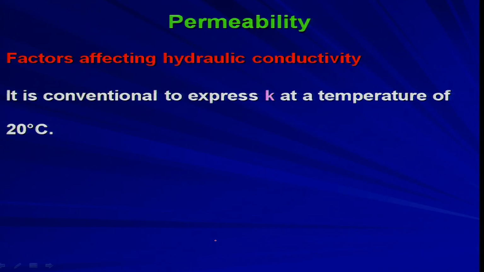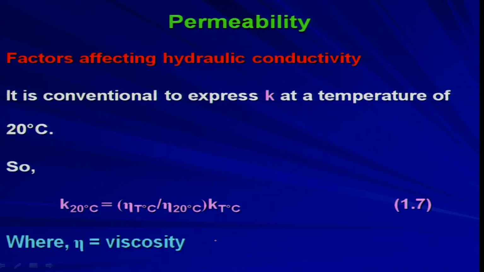Now, it is conventional to express the permeability, or the coefficient of permeability K, at a temperature of 20 degrees centigrade. This is the conventional method to express K. However, if you want to obtain K, the hydraulic conductivity, at a different temperature, then you have to use this expression. K at 20 degrees centigrade, which is generally expressed in the literature, is equal to eta at T degrees centigrade by eta at 20 degrees centigrade, into K at T degrees centigrade.